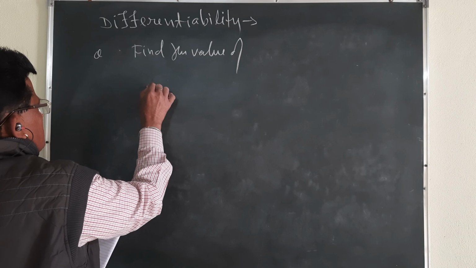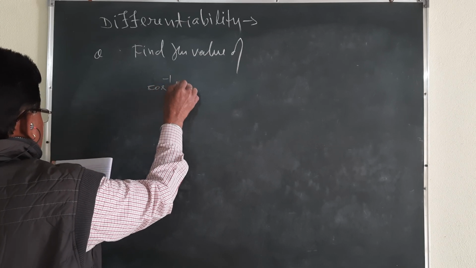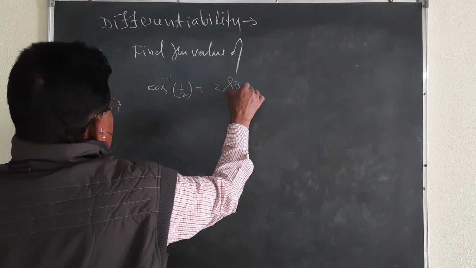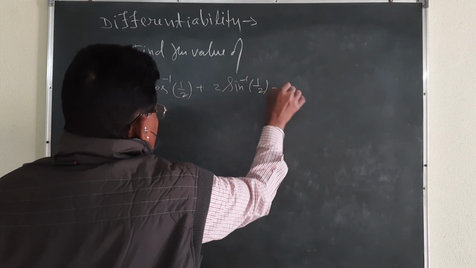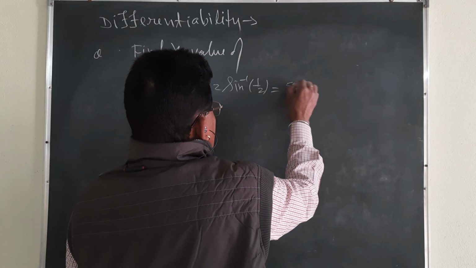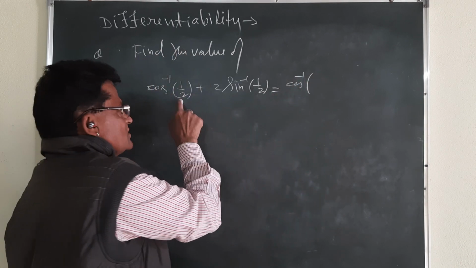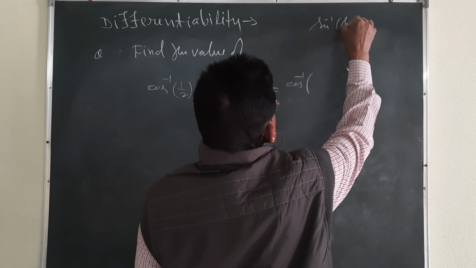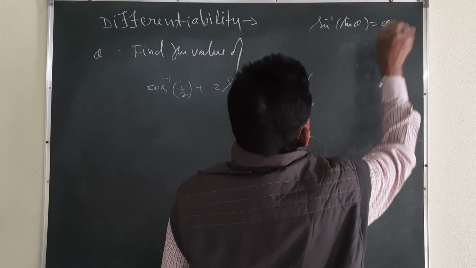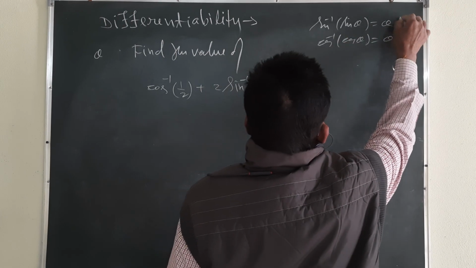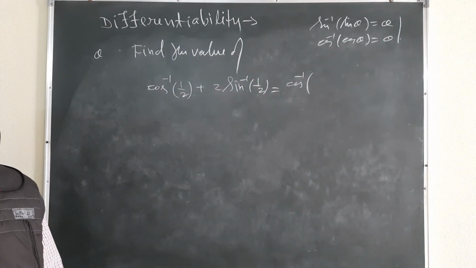The procedure I already told you. Cos inverse 1 by 2 plus 2 sin inverse 1 by 2. I already discussed such questions. You can write it that way also, cos inverse. In case of cos, you can use this formula: sin inverse sin theta will be equal to theta, cos inverse cos theta will be equal to theta. But some restrictions are there, depending upon theta.